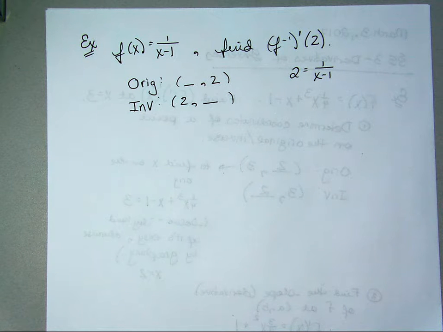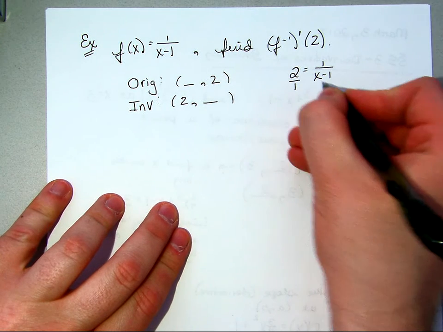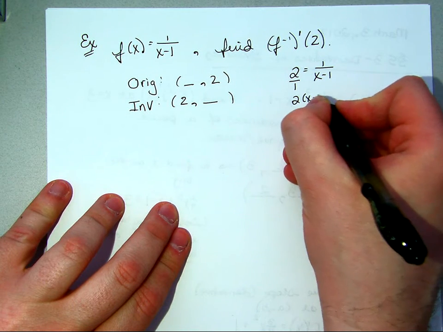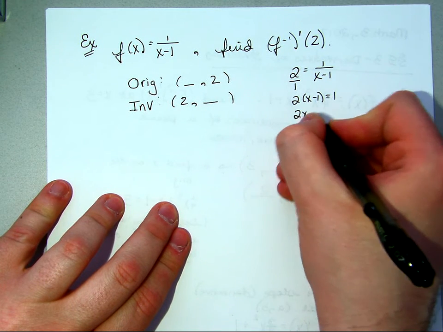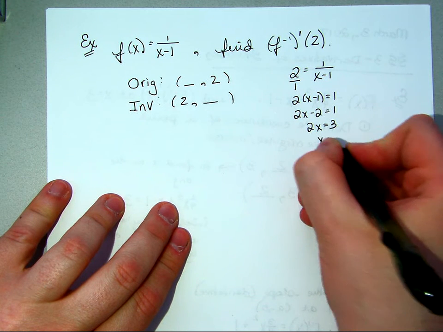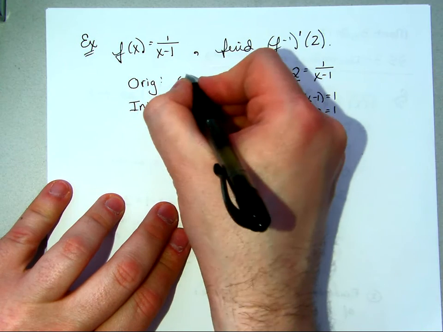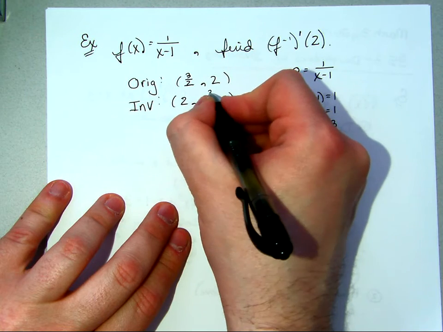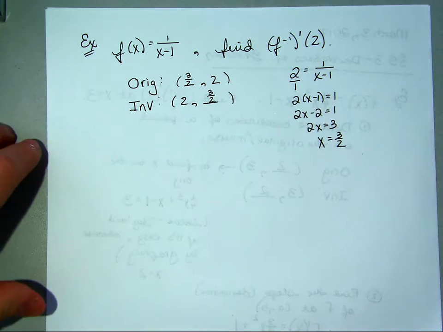Marley, do you have an answer? 3/2. I'm thinking cross multiply over here, so 2 times x minus 1 equals 1. 2x minus 2 equals 1. 2x equals 3. X equals 3/2. So the original includes the point 3/2, comma 2. The inverse includes the point 2, comma 3/2.